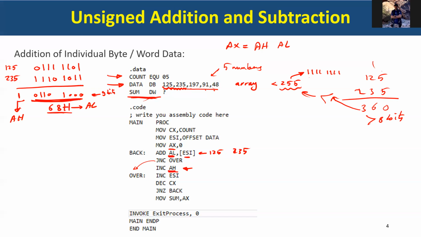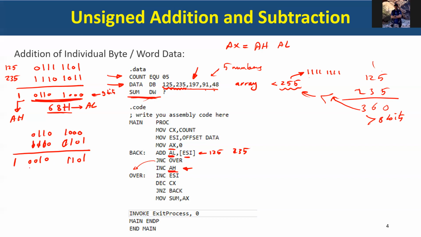Then we go forward and add to this number, 0110 1000, which is the result from the first iteration, 197, which is again 8 bits. So this will be 0010 1101. If you make the addition here, this should be 1100 0101. This will give you 1011 0100, and again there will be a carry.